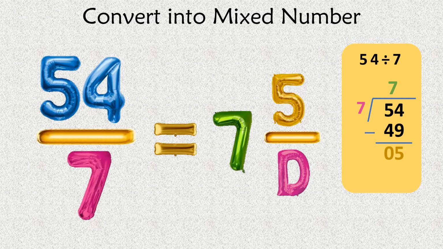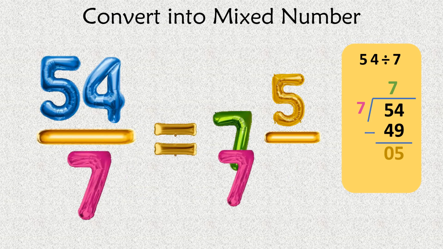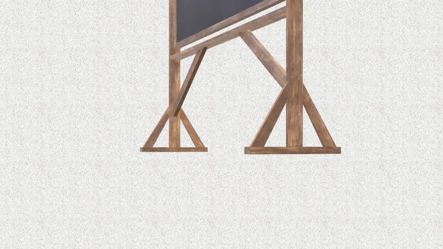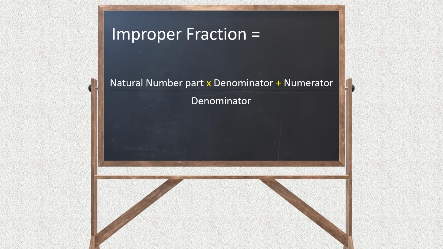Remainder is 5 and write the denominator as it is, which is 7. So the mixed number is 7 5/7. We will now see how to change a mixed number into an improper fraction. The formula is: improper fraction is equal to natural number part multiplied by denominator plus numerator, upon denominator. If you learn this formula, you can easily convert a mixed number into an improper fraction.